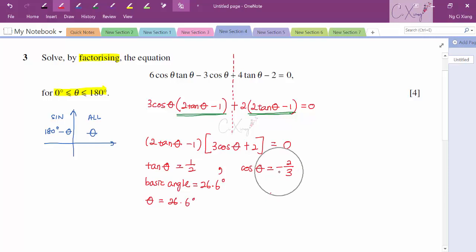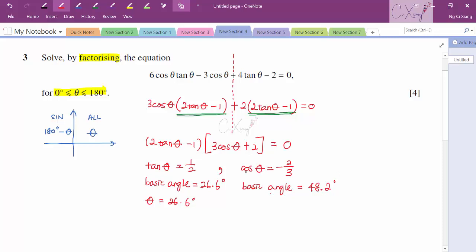Then we proceed to the second equation here. First, I also need to find out the basic angle. To find out the basic angle, we press cos inverse 2 over 3. Ignore the negative sign. So cos inverse 2 over 3, I will get 48.2. To get the basic angle, we should always ignore the negative sign. The basic angle should be the answer in the first quadrant, so it should always be positive.